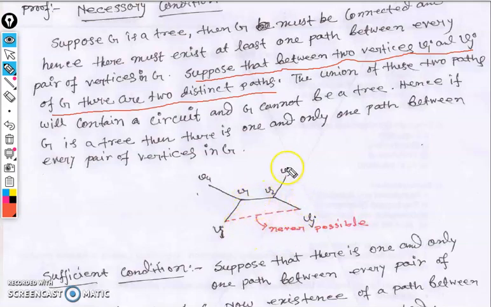If it forms a cycle, then it should not be a tree. So our assumption is wrong. This is our assumption which should be wrong. Then we can say that if the graph is a tree, then any two vertices should not have more than one path. If there is more than one path, it forms a circuit which contradicts that our graph is a tree. Okay, next we move to the sufficient condition part.